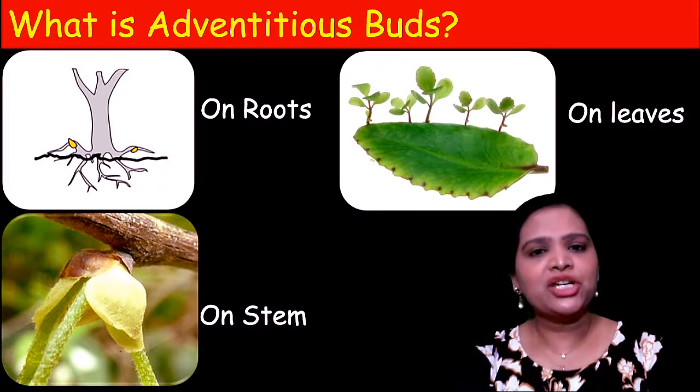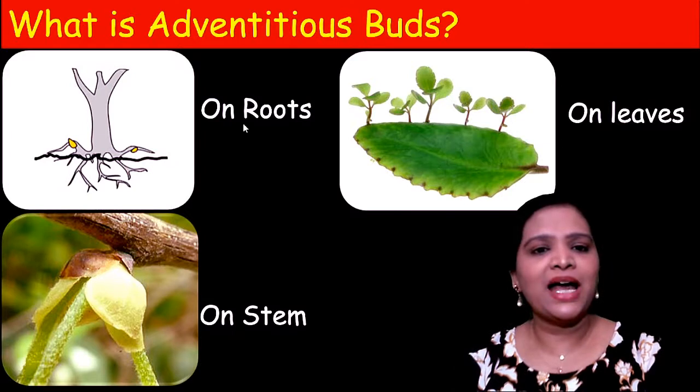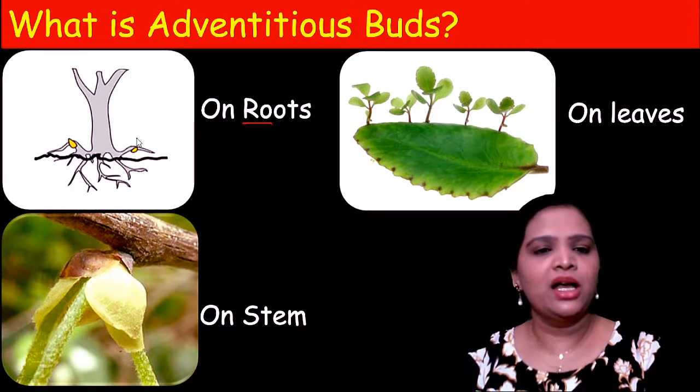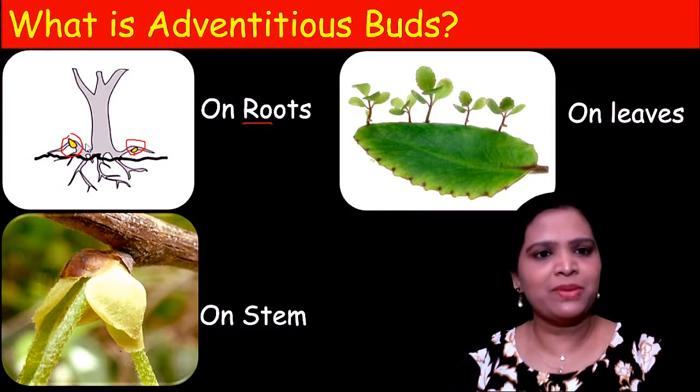So adventitious buds may be on the plant's root. For example, if you see, this gray color is a normal root. Here you could see this red color. These are adventitious buds on the roots. From these adventitious buds, the plant starts to grow like this.